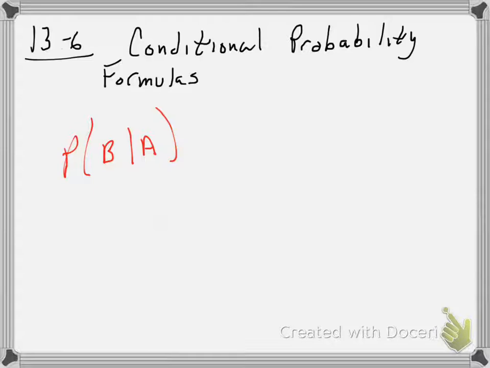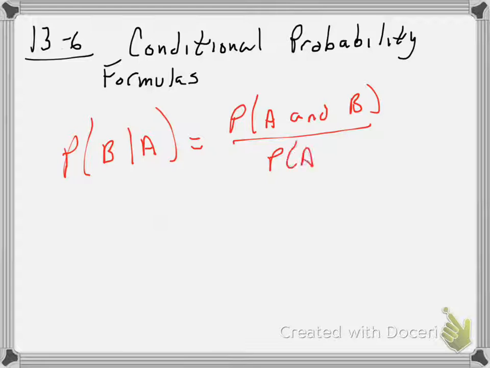That little line between means given. It equals the probability of A and B divided by the probability of A, where probability of A cannot equal 0. It's just this thing so you're not dividing by 0. Again, I look at that like a division sign. It's the probability of both of them, A and B, divided by the probability of A.